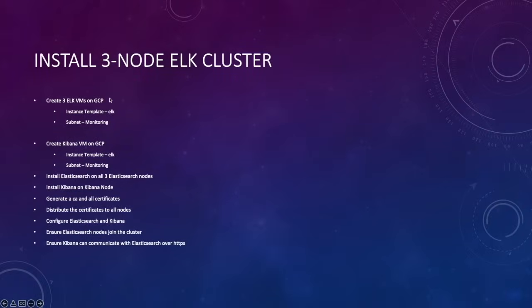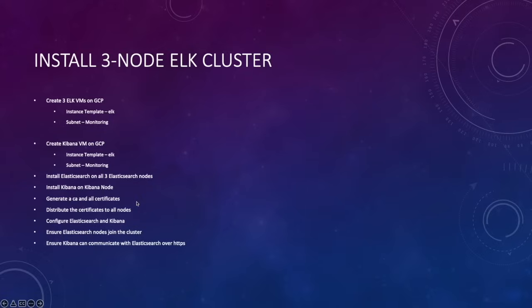Now, here are some steps. First, we'll create 3 Elasticsearch nodes on our GCP trial account. Then we'll also create a Kibana VM on our GCP trial account. After that, we'll install Elasticsearch on all the 3 Elasticsearch nodes and install Kibana on its own node. Then we'll generate an Elasticsearch CA and create all the certificates. This is because we'll be using self-signed certificates.